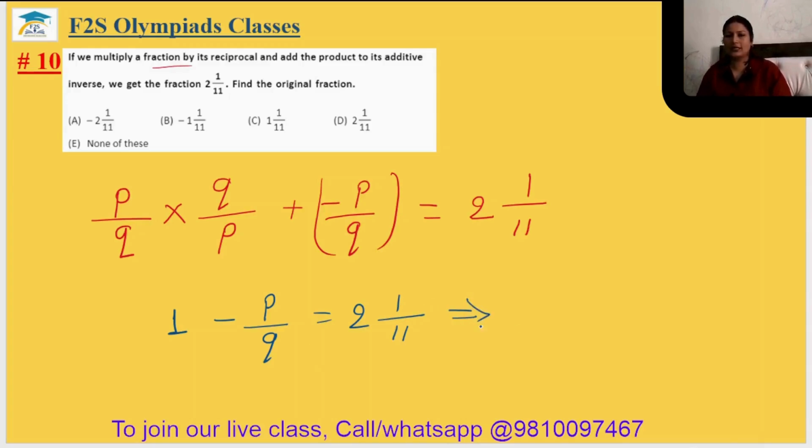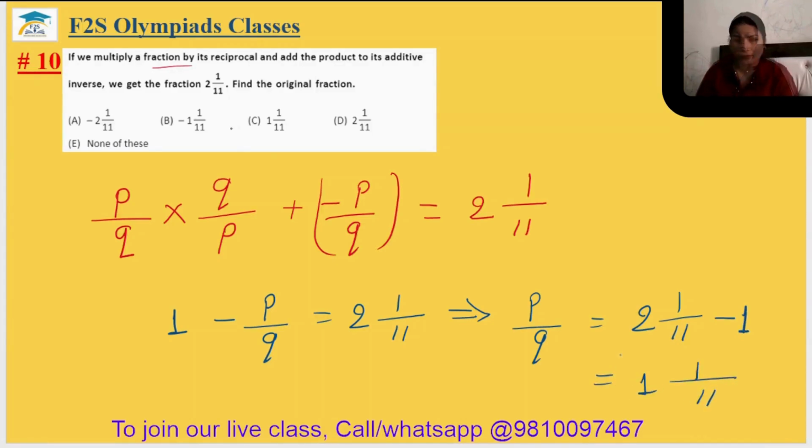This implies that P by Q equal to 1 by 11 minus 1, that is your 1 by 11. But here is the minus sign. Minus sign, so minus P by Q means P by Q equal to minus 1 by 11. That is option B, not the C. Okay, so 10th answer will be B.